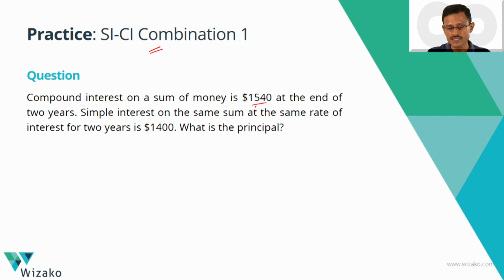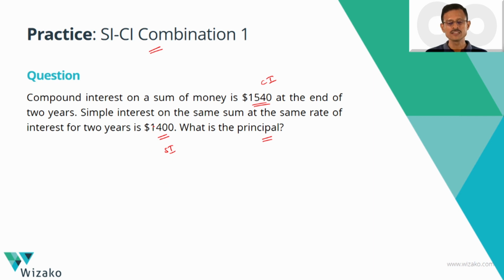This 1540 is the compound interest for 2 years. This 1400 is the simple interest for 2 years. Both these sums of money have been the same. You have invested the same principal at the same rate of interest for the same period, 2 years. Only difference is this was invested in compound interest while this was invested in simple interest. So this is the difference. What we are asked to find out is the principal. We're going to be cracking this question logically rather than using a formula to get to it.